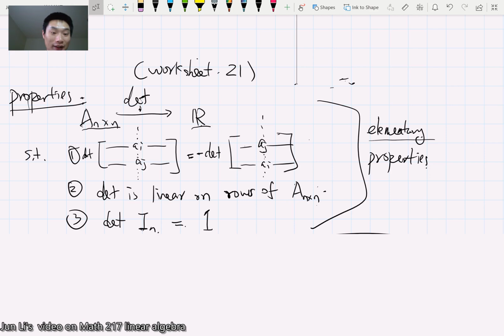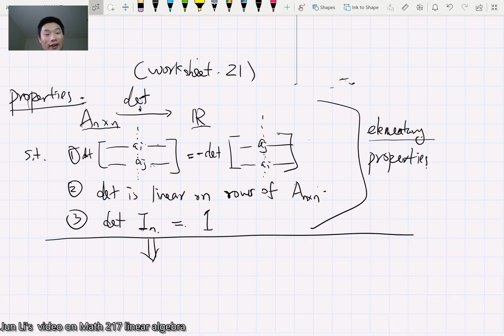Rows AI and AJ, different rows. Then if I swap, I get the determinant. So basically, the determinant of the matrix with AI, AJ in this order is the negative of the determinant with AJ, AI in that order, everything else the same. Basically, if you swap two rows, you get a negative sign for the determinant.